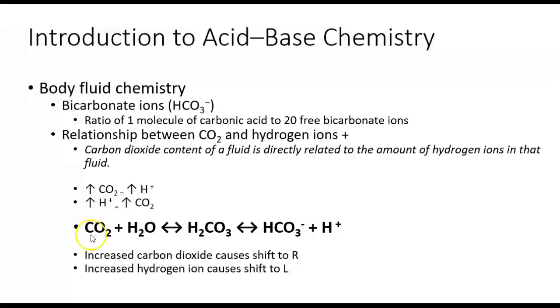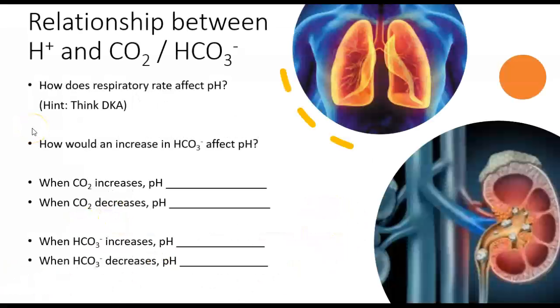On the other hand, if the patient is experiencing a condition that causes them to hold on to CO2, such as respiratory depression, that will cause this equation to shift to the right. So I'm not blowing off CO2 like I should. It leads to an accumulation of hydrogen ions within the blood. So just some questions to get you thinking. How does respiratory rate affect pH? If you can keep down the DKA example, you can keep it straight in your brain, right?